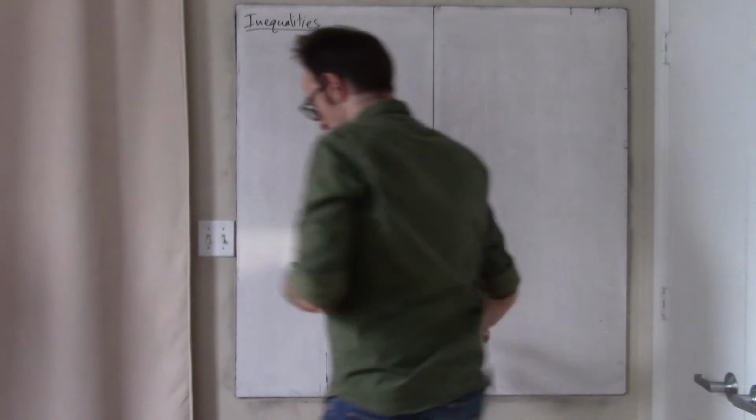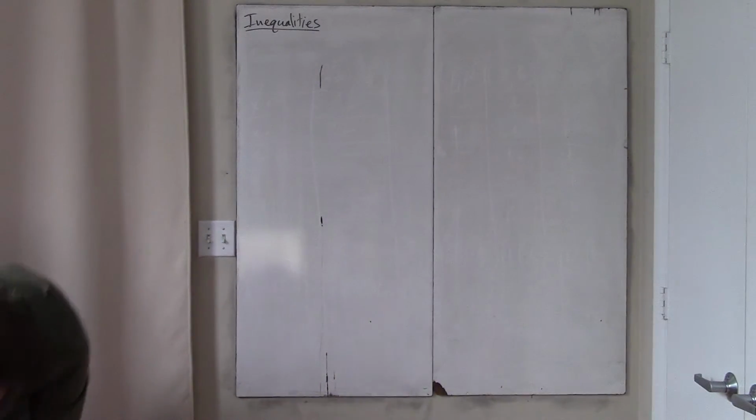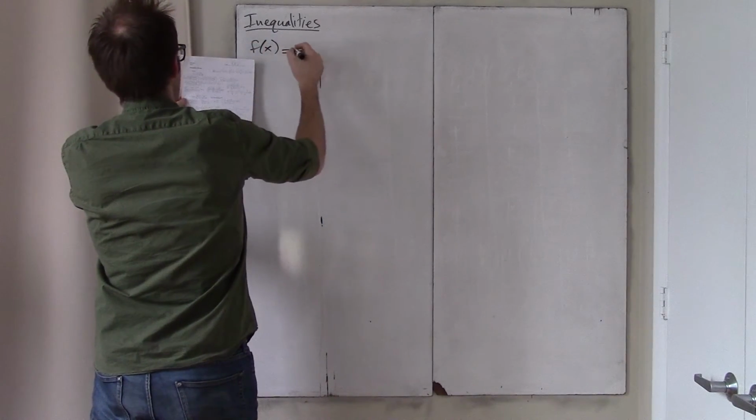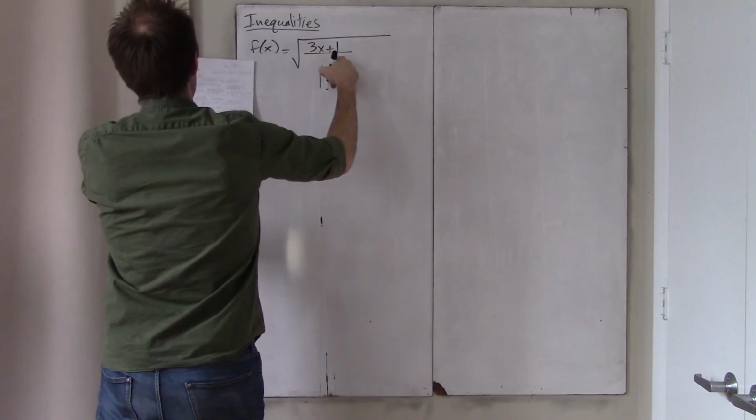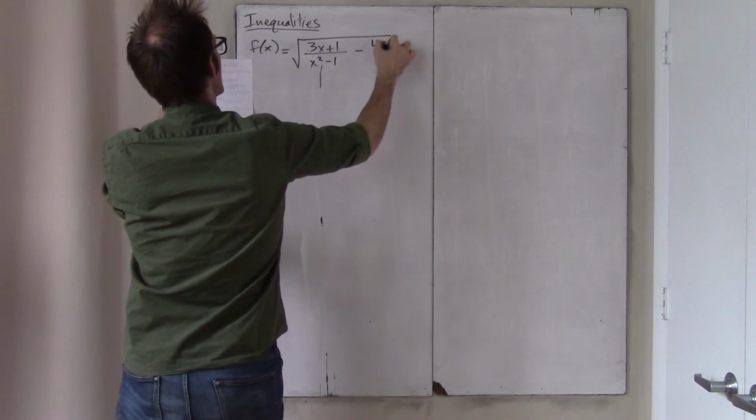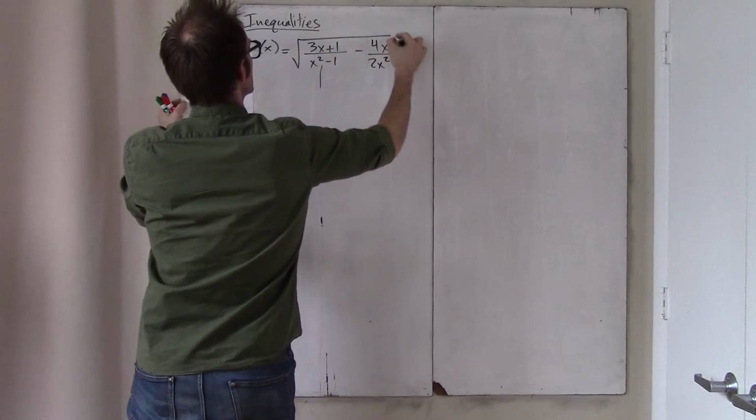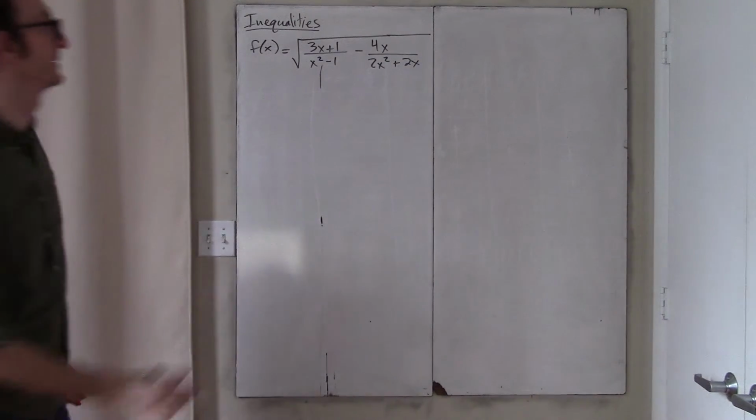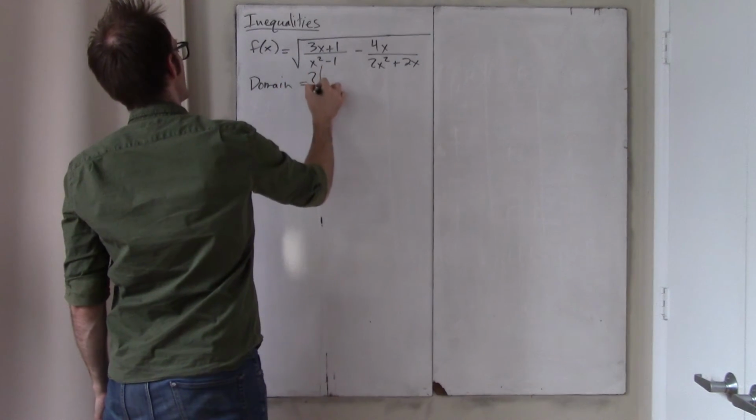All right. So here we go. We're given some function, and here's the function: the square root of (3x plus 1) over (x squared minus 1) minus 4x over (2x squared plus 2x). Okay, and the question is, what is the domain?